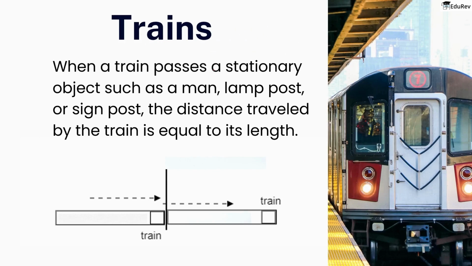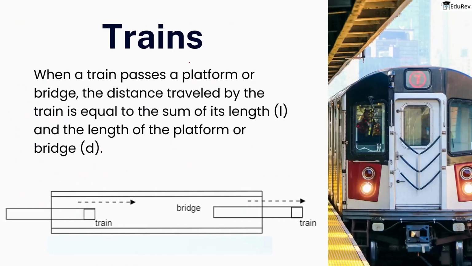Next, these are some must-remember facts to keep in mind while solving questions related to trains. When a train passes a stationary object such as a man, lamp post, or sign post, the distance traveled by the train is equal to its length. When a train passes a platform or bridge, the distance traveled by the train is equal to the sum of its length and the length of the platform or bridge.